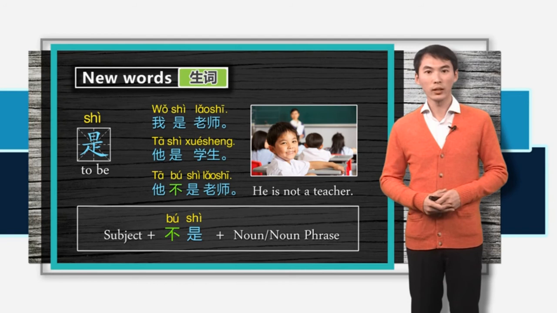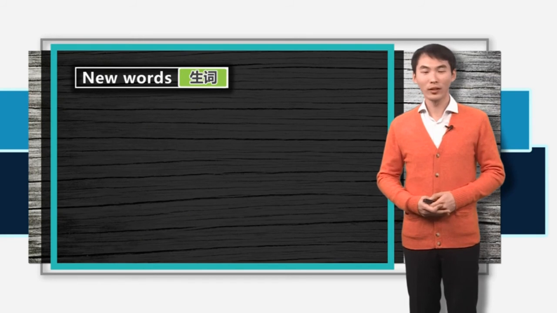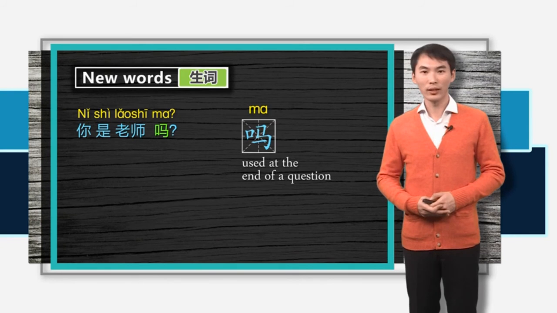他不是老师. He is not a teacher. And I wonder if you are a teacher or not. I can ask by 你是老师吗? In Chinese, we simply add 吗 at the end of a declarative sentence to turn it into a question. 你是老师吗? Here, 吗 is a neutral tone.